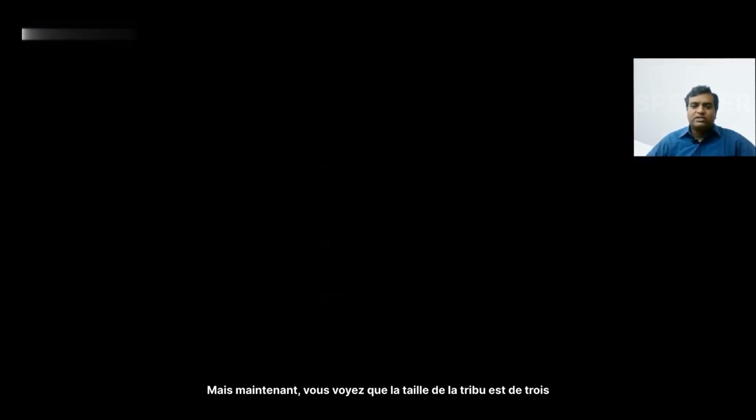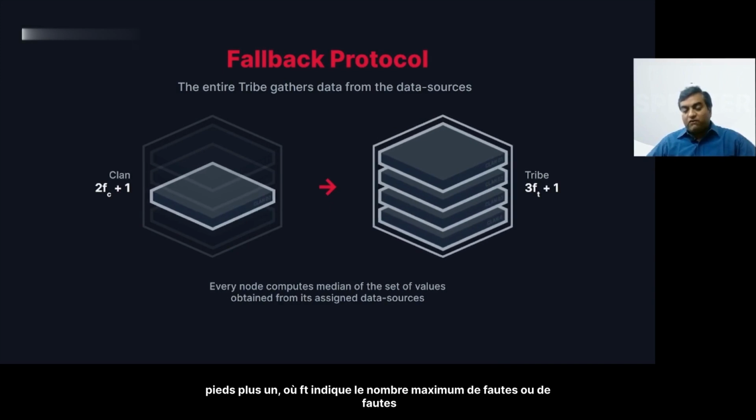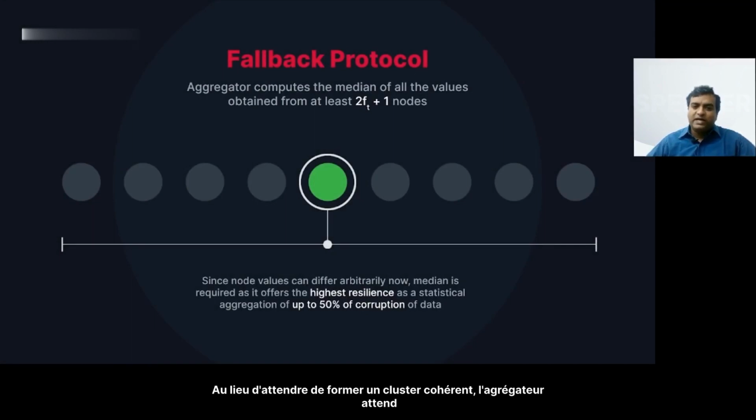But now the tribe size is 3FT plus 1, where FT denotes the maximum number of faults, or Byzantine faults, the tribe can tolerate. So now the aggregator, instead of waiting to form a coherent cluster, waits to obtain responses from 2FT plus 1 nodes. Since only FT can be Byzantine, we know that at least FT plus 1 of them are definitely honest. And then we compute the median, because we know that the median can resist corruption up to slightly less than 50%.